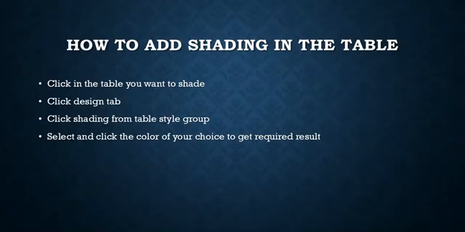After adding border, let's learn how to add shading in the table. Click in the table you want to shade. Click on Design tab, click Shading from the Table Style group. Select and click the color of your choice to get required result.